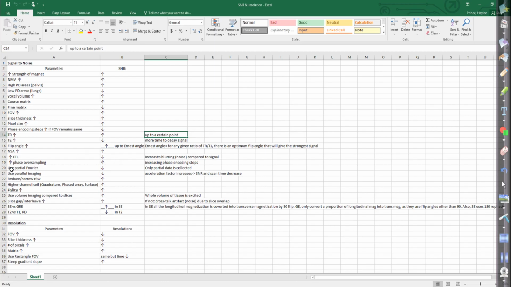All right, increased phase oversampling. We're going to increase the number of phase encoding steps, so that we don't want the nose to wrap into the back of the head. That's what I'm talking about here with this oversampling. So we're going to increase our signal, but it's also going to increase our scan time.